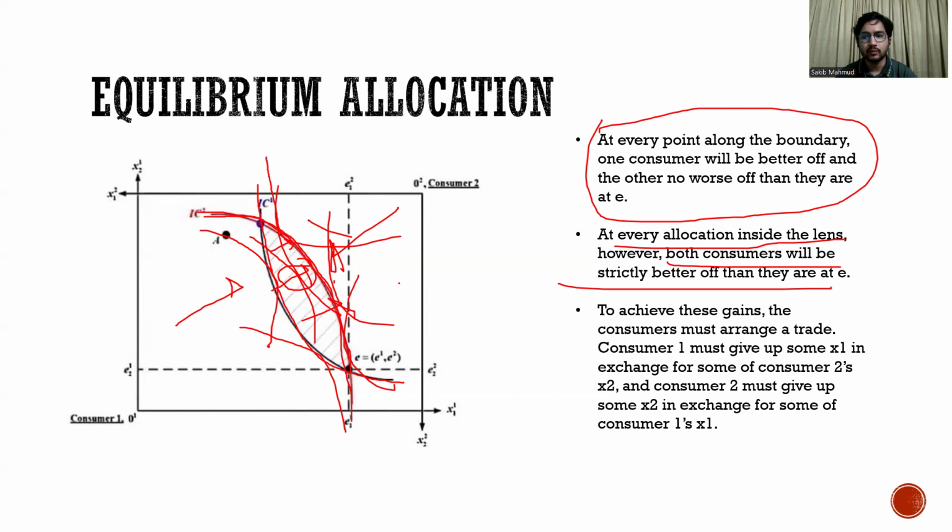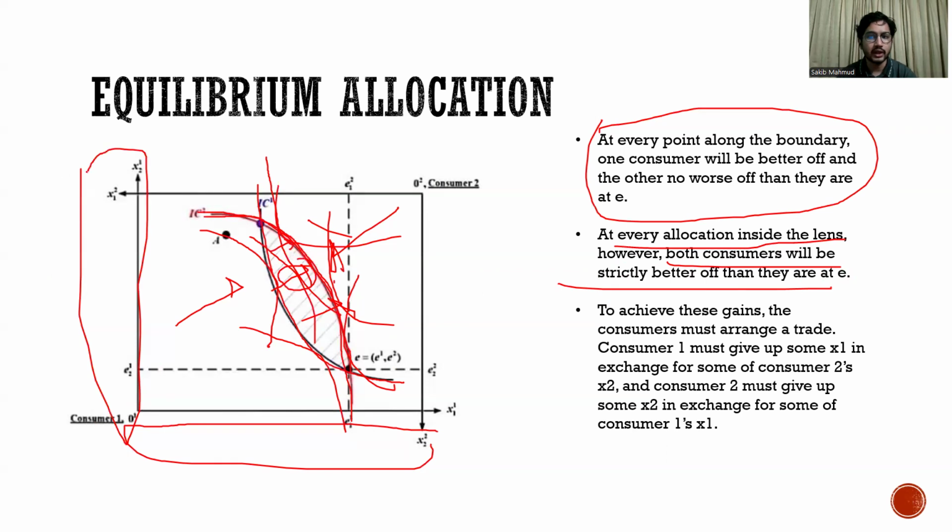So how are they going to be better off? As person one has more of good one and person two has more of good two, we know that when a person has more of something, he values it less. When a person has less of something, he values it more. For person one, he has less x2. So what is going to happen to his utility? If he gets x2 from person two, he will feel better off. That's why his utility is rising.